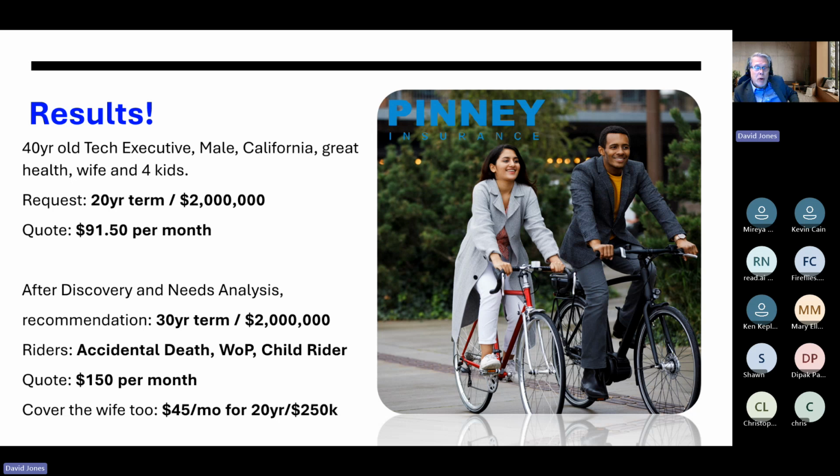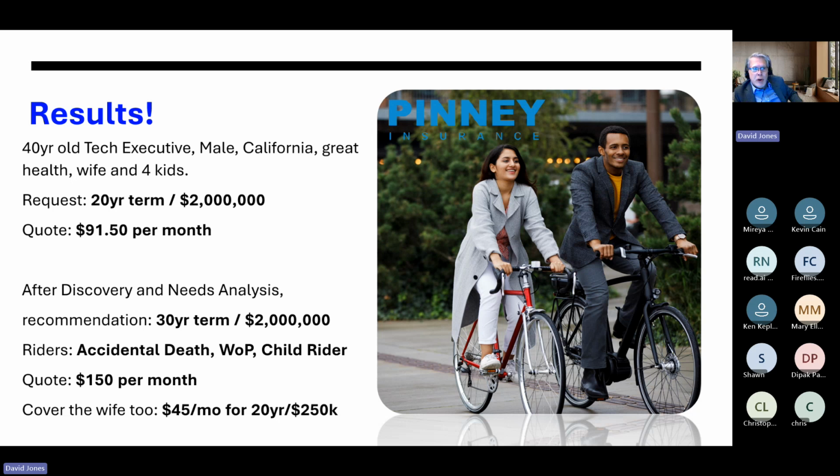But if you go down that quoting path and you utilize the tools available to you in Insurio, you will go through a discovery conversation. You will go through a complete, thorough needs analysis. During that time, I guarantee you're going to get to know your client better. You're going to develop a better relationship, and you're going to find out all these things about this 40-year-old male, a guy in great shape. He's in California, but he's got 4 kids and a wife as well.